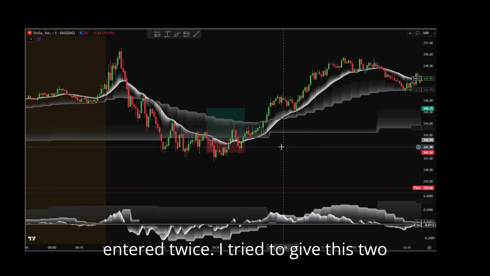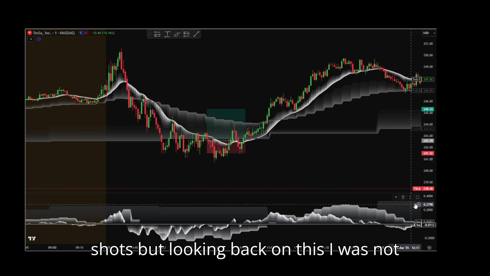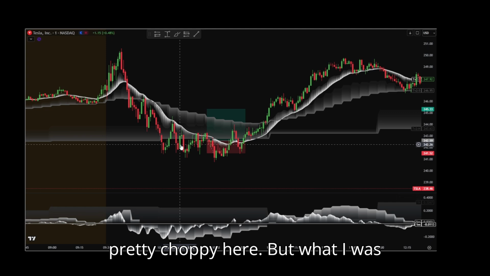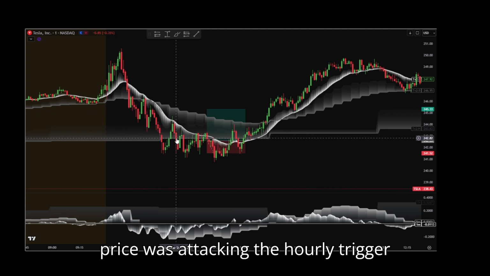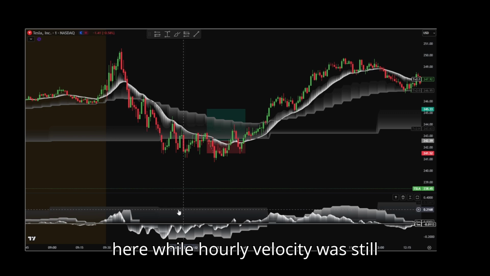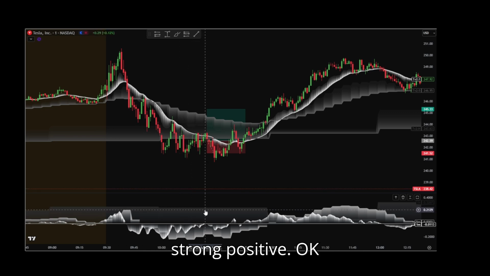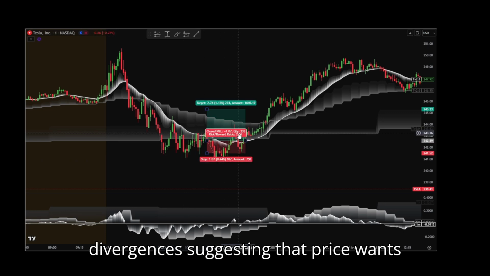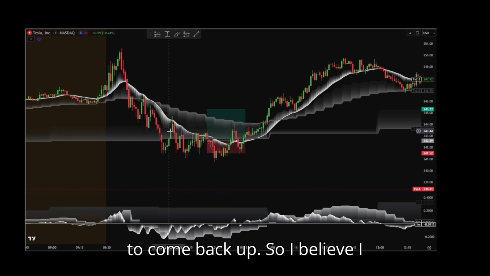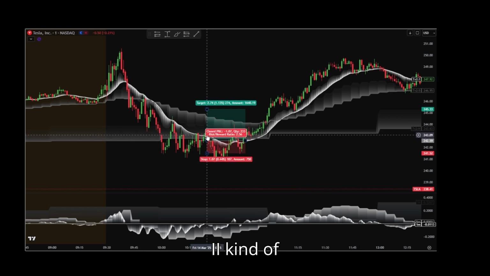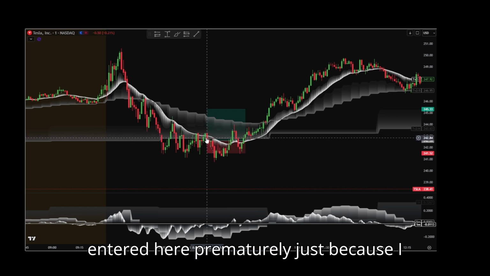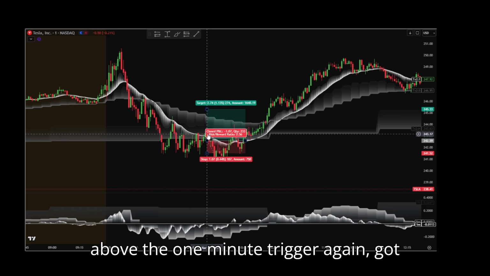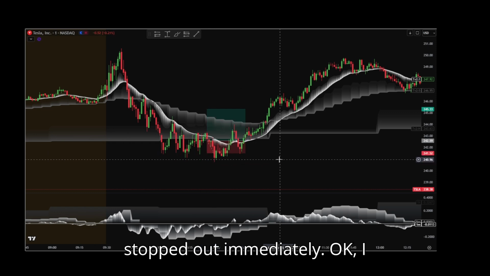I tried to give this 2 shots, but looking back on this, I was not looking at this clearly, right? Price is pretty choppy here, but what I was basically looking at is the fact that price was attacking the hourly trigger here while hourly velocity was still strong positive. Okay, and price was forming 1 minute divergences, suggesting that price wants to come back up. So I believe I entered here prematurely just because I didn't wait for price to fully close above the 1 minute trigger again. Got stopped out immediately.